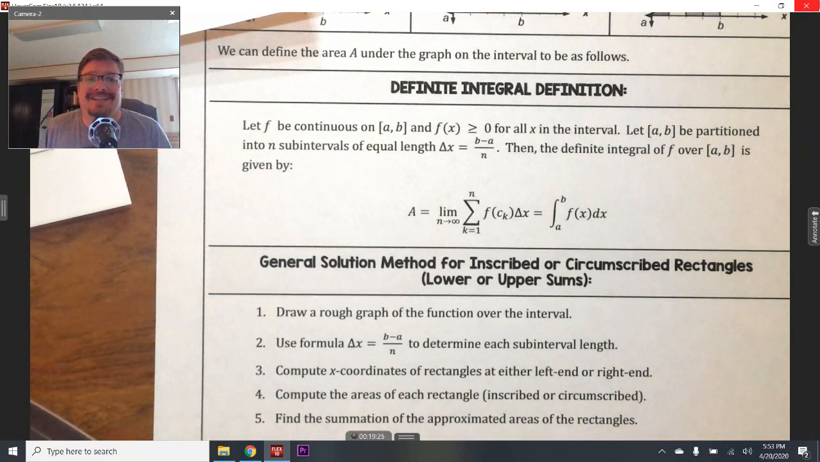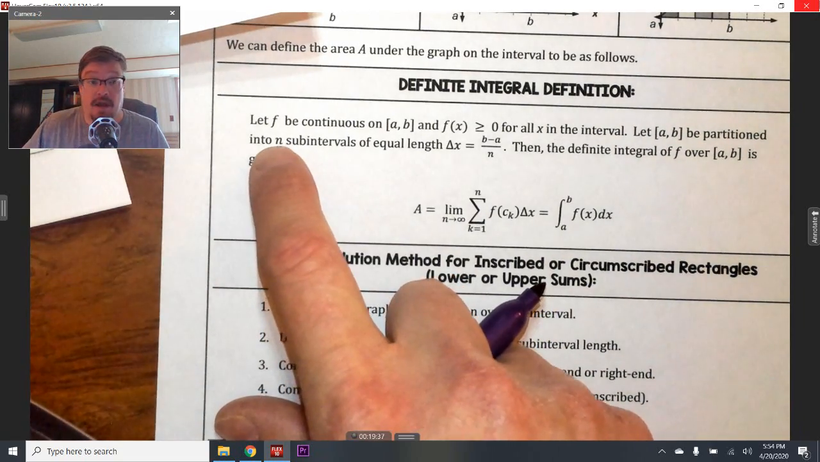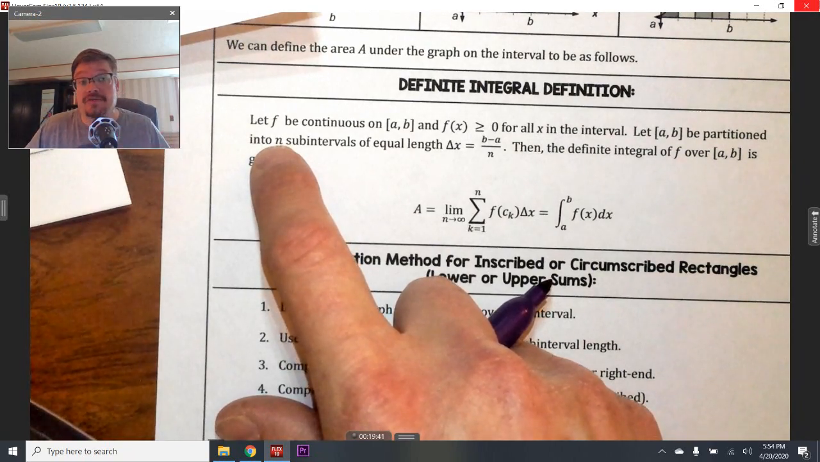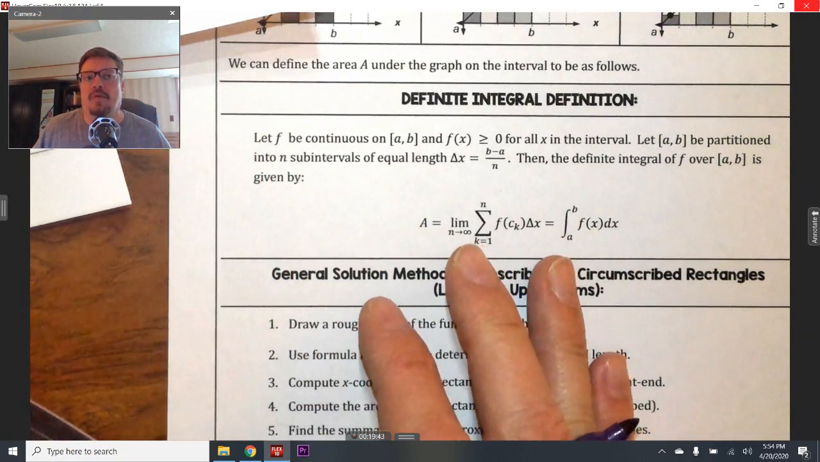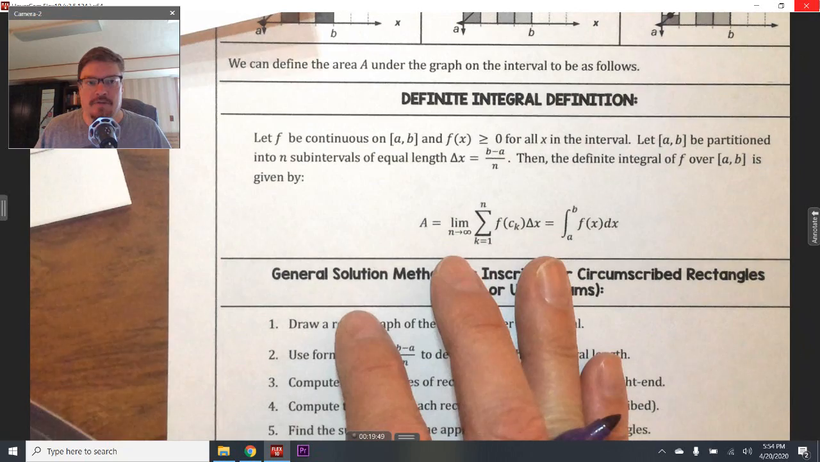Let a to b be partitioned into n subintervals of equal length. What that means is I'm breaking it into as many rectangles as I want. My n could be 10 rectangles. It could be 100. It could be 1,000. It doesn't matter. Now remember, if n is larger, it's going to take you a lot more time to calculate.